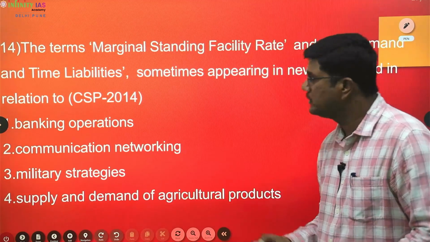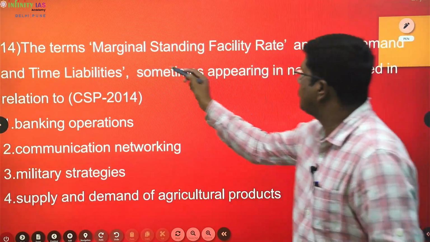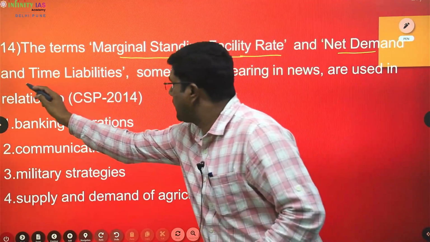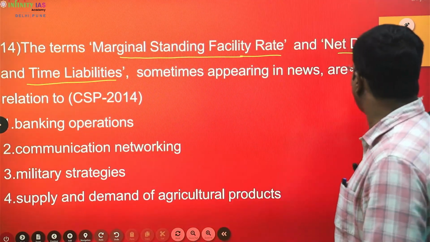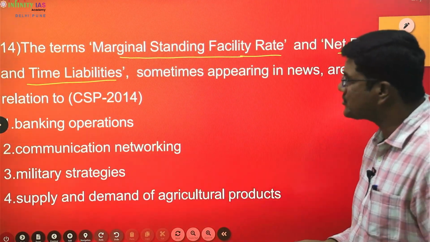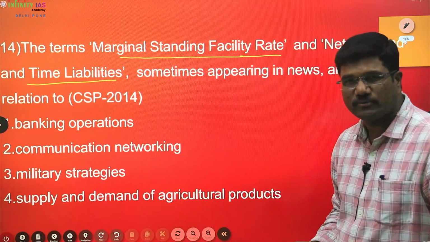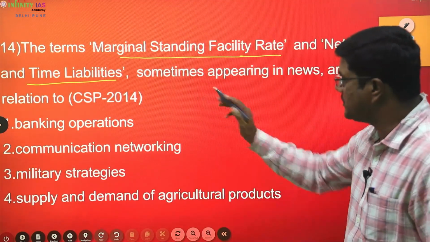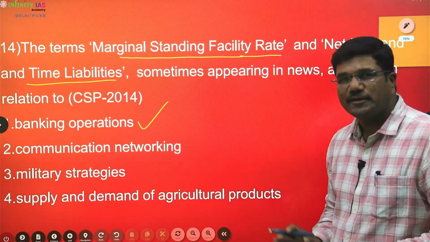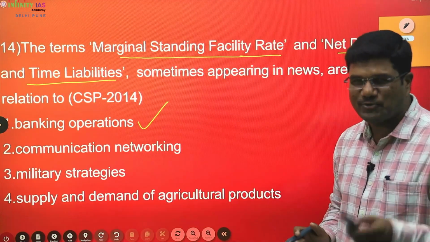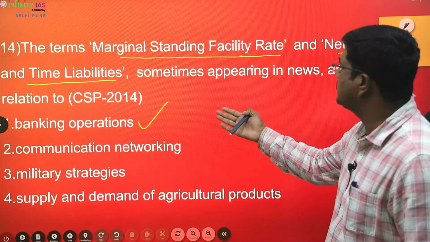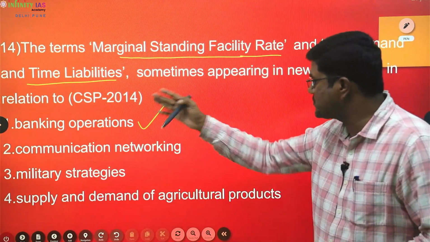Question number 14. The terms marginal standing facility and net demand and time liabilities, sometimes appearing in the news, are used in relation to what? Now these kinds of questions are very simple questions. We can call them lollipop questions. You can easily solve them because banking operation is the answer, and here if you make a mistake, guys, then it's time to worry. But I am sure that you are mature enough to understand these concepts, because since they are in the news, they are related to banking. The answer is banking operation.